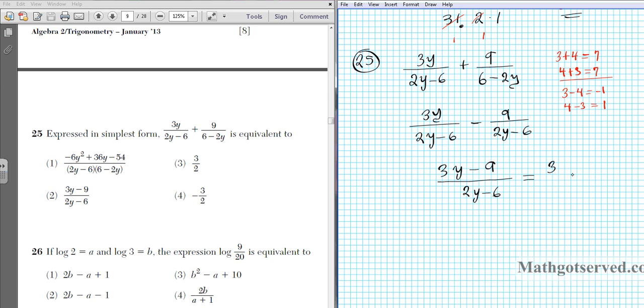And then I will be left with y minus 3. And then in the denominator, I'll factor out a 2. Take out a 2. And I'm left with y minus 3. Okay, and then see here, the y minus 3's cancel out, and the final answer is 3 over 2. Okay, so our answer for number 25 is option number 3.